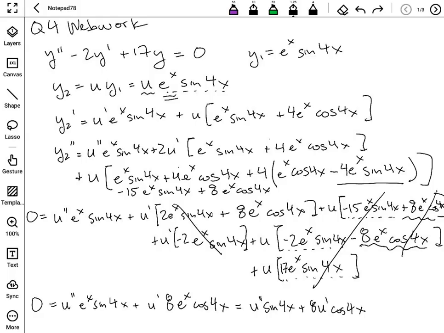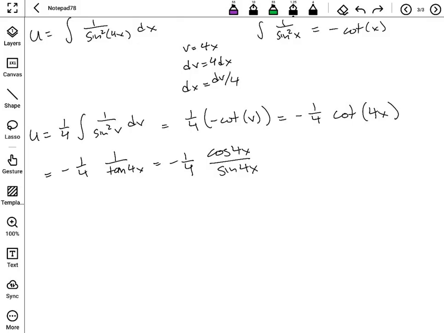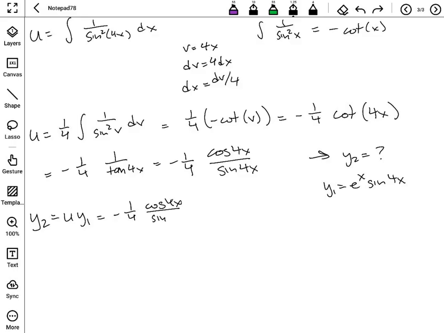I originally said that y2 is u times y1, and that's the thing I'm trying to find, where y1 is e to the x sine 4x. So once I find my u, I still want to figure out what is my y2. So y2 was u times y1, and y1 was e to the x sine 4x. So it's going to be minus 1/4 cosine 4x over sine 4x, times e to the x sine 4x. So then this multiply and divide by sine is going to cancel out, and I'm just left with minus 1/4 cosine 4x times e to the x.